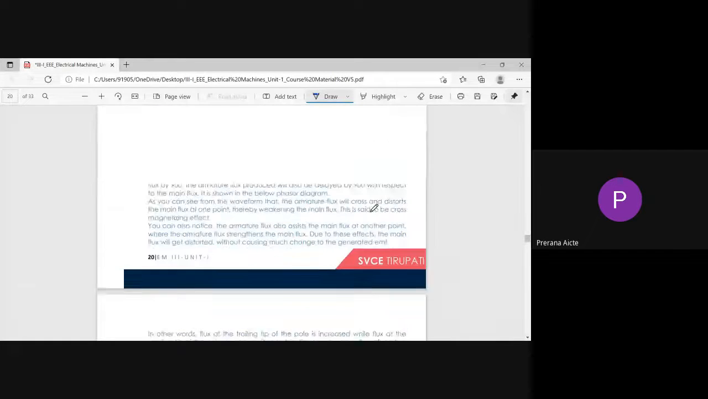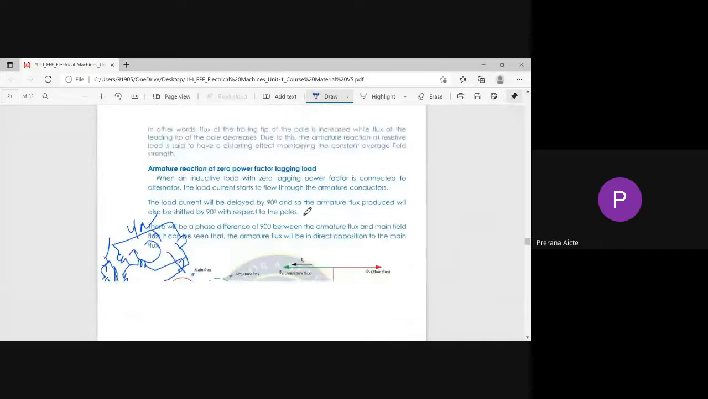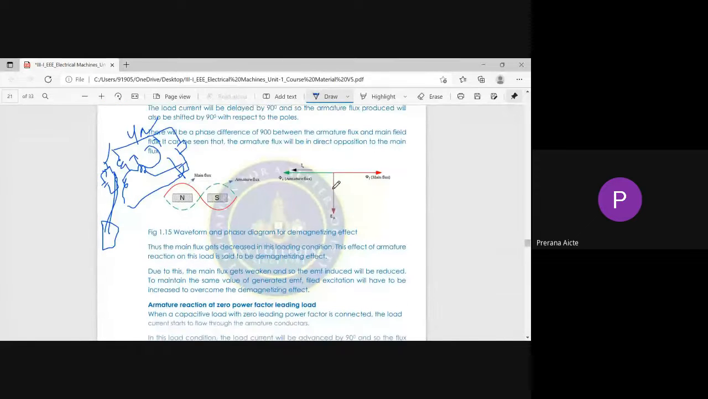When we connect a unity power factor load, E phase is in phase with IA. Then the flux is also in phase. So automatically the armature flux crosses the main field flux. This is the main field flux, and the armature flux crosses it. Then it is called the cross magnetization effect. Because of this cross magnetization effect, the main field flux is distorted, and the generated voltage is also distorted.